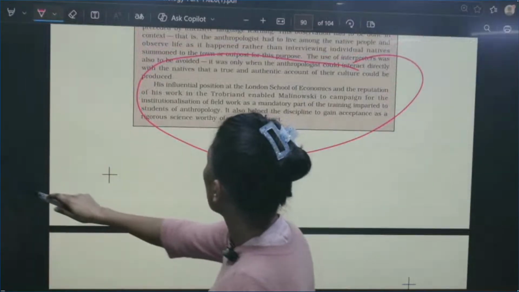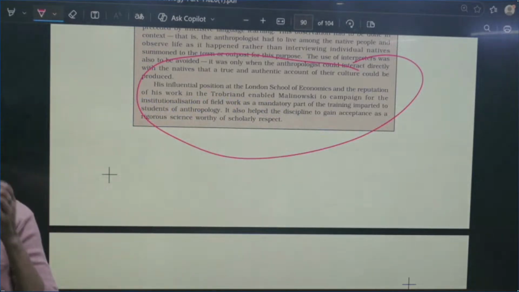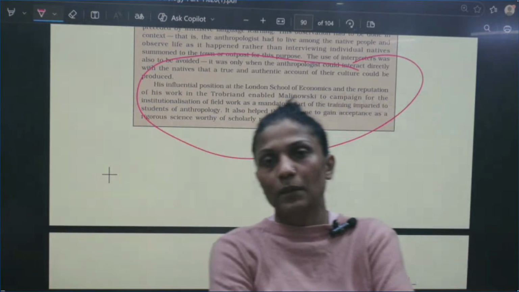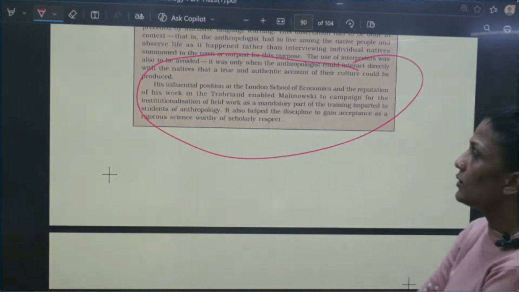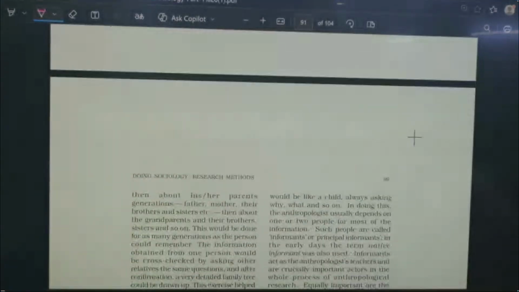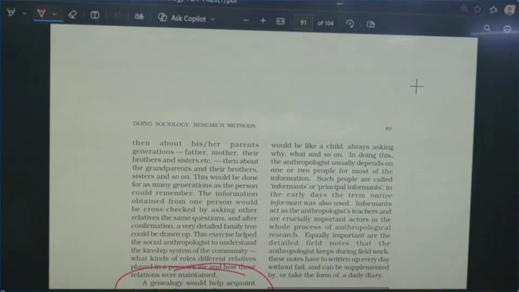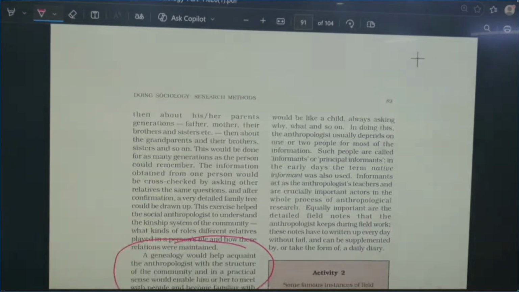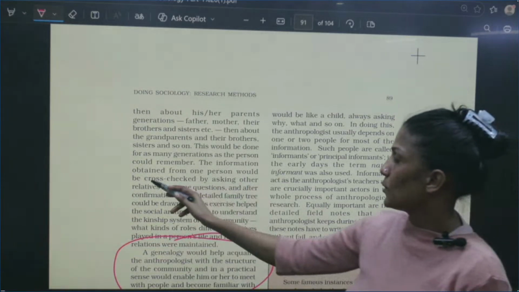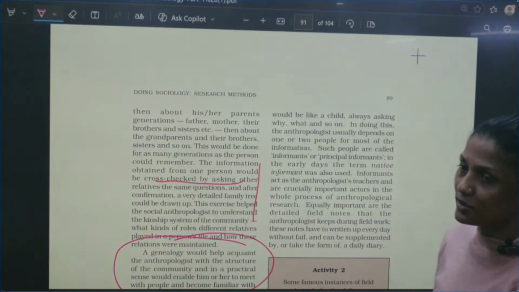What is genealogy? Genealogy is like a family tree. Okay, so I'm tracing my ancestors. In family, marriage, kinship, you are going to read grandparents and their brother, sister, and so on. So this would be done from many generations, as a person could remember. So the information obtained from one person would be cross-checked. So we are trying to understand, to trace our ancestors or lineages.